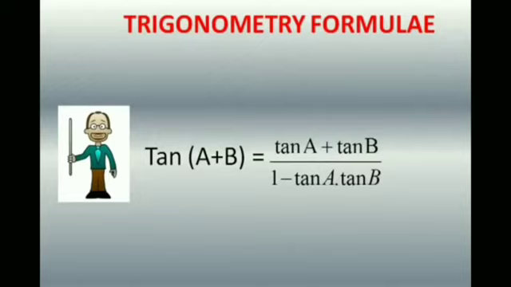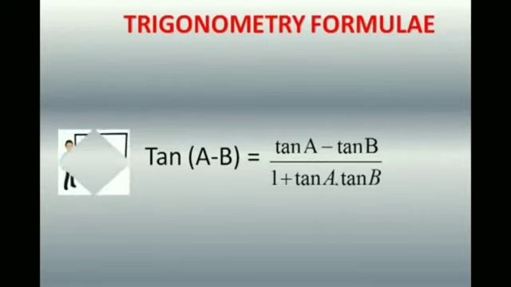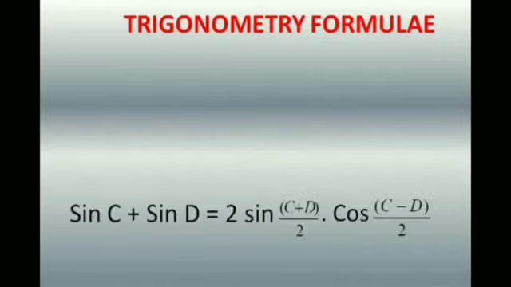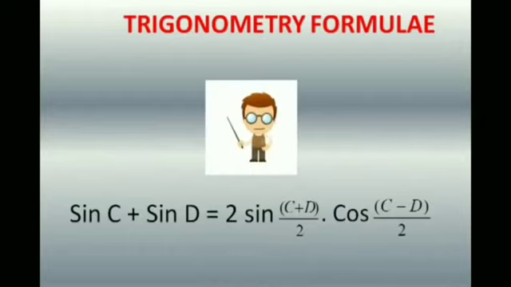Formula of tan is very easy to remember. Tan A plus B is tan A plus tan B by 1 minus tan A into tan B. Very simple. Same way you can say the formula of tan A minus B as tan A minus tan B by 1 plus tan A into tan B. Now we will go for C and D formula.